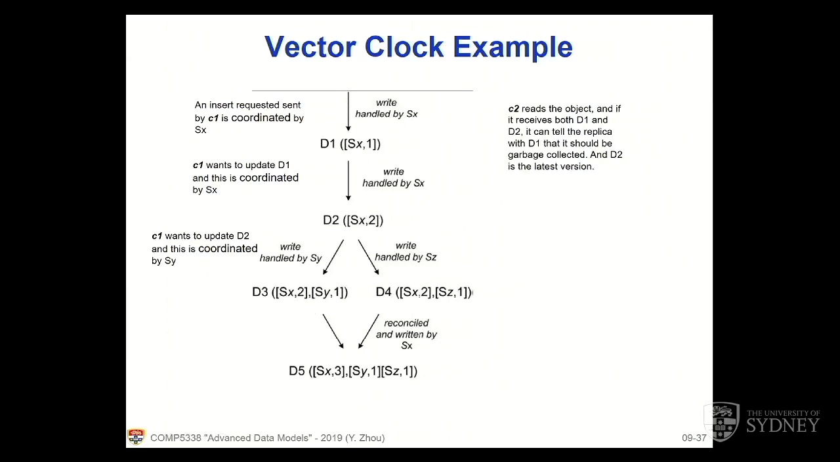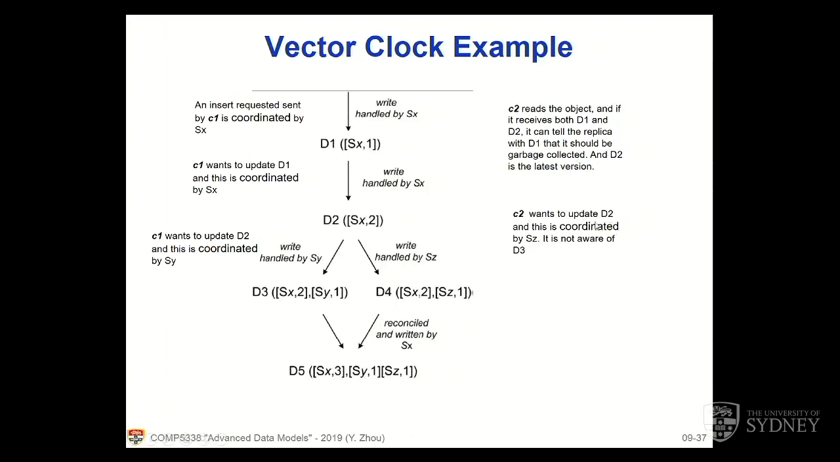Now suppose C2 reads the object. When it reads, it needs to contact multiple copies. If it gets both D1 and D2, because D1 is somehow lingering in the system and some copy still has D1, it can easily tell that D1 is earlier than D2, so D1 can be garbage collected. It can tell the replica holding it that D2 is the most recent one. So we'll return D2, and now C2 already has D2.